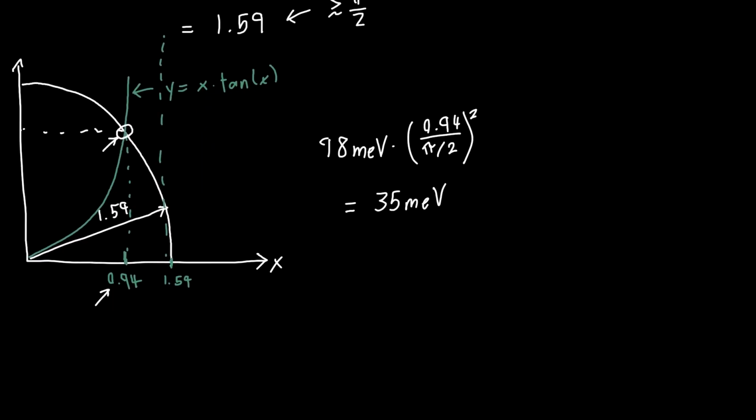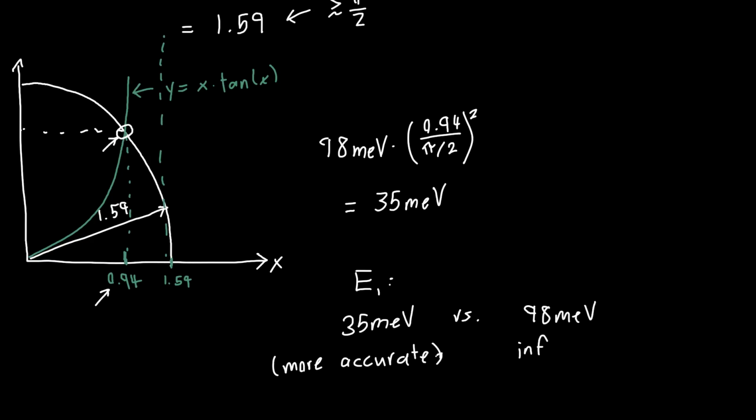If we compare these two answers, 35 millielectron volts was the answer for E1 we got with the finite potential well, and this is the more accurate result. This is not the ideal infinite potential well, but our actual finite potential well, versus 98 millielectron volts for our infinite well, which is less accurate. You can see there's a pretty dramatic difference between these two. If I'm designing a device, I don't want to be off by a factor of 3 in choosing the energy that it's going to operate at.